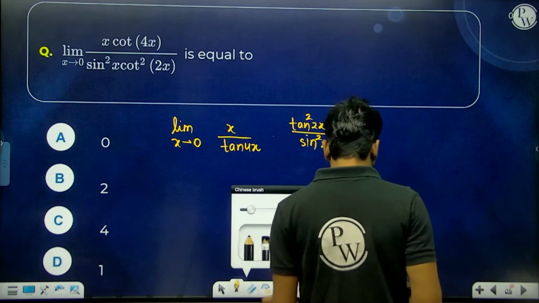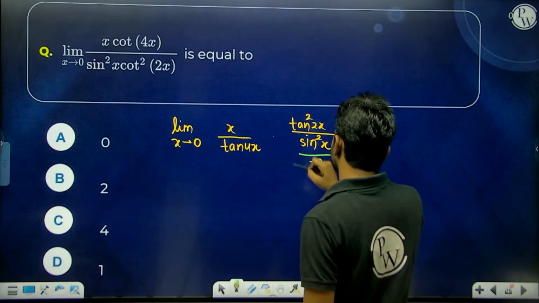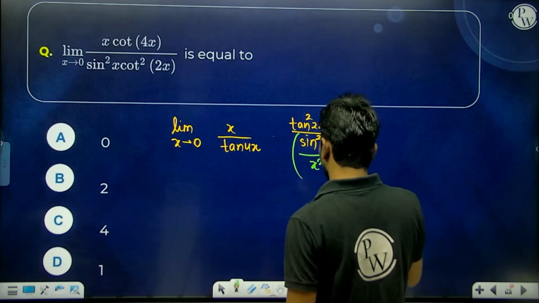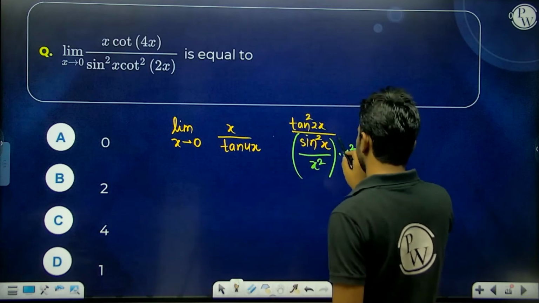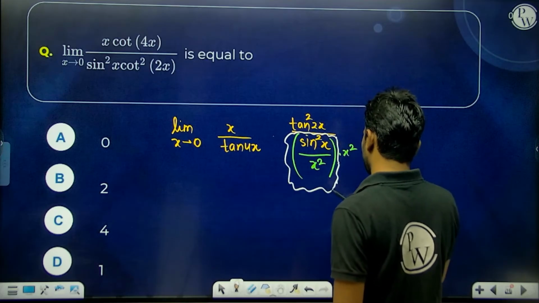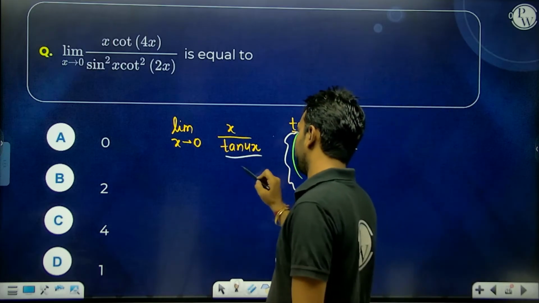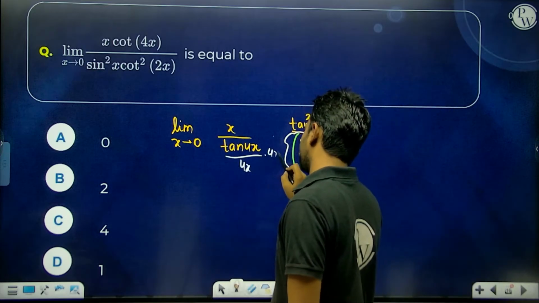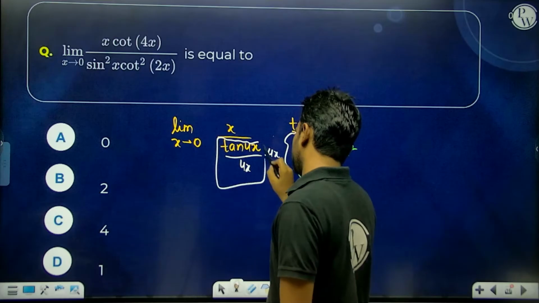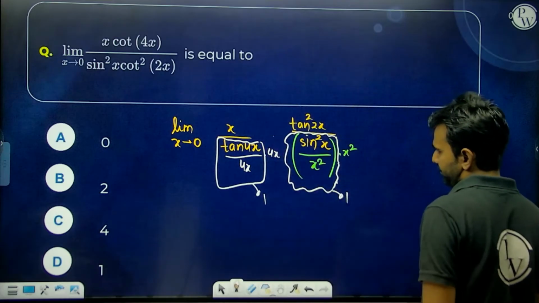Okay, this limit is what we want to evaluate. So let's say we are dividing this by x square and this by x square. So we can say that this limit is nothing but equal to 1. Here if we divide by 4x and 4x, then this limit is going to be nothing but 1.